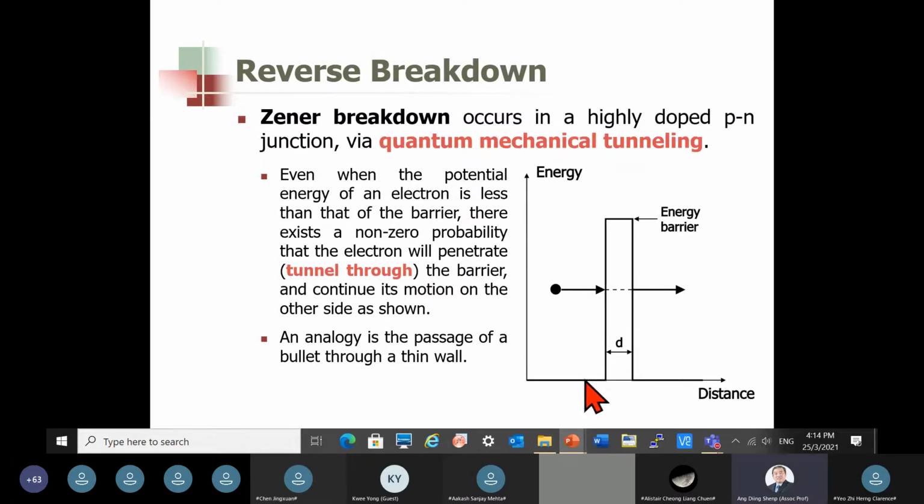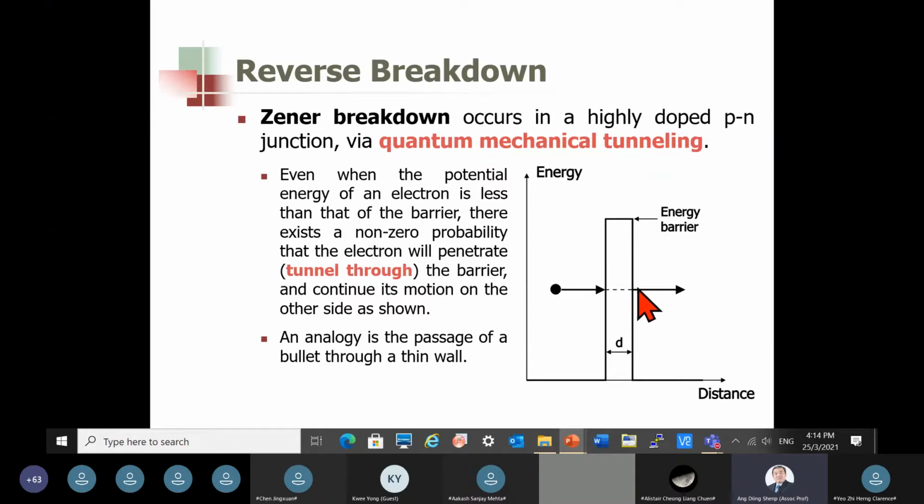Now, along the way, it encounters a potential barrier. Why do I call this a potential barrier? Because the potential energy here is actually higher than the energy of the electron. So this presents a barrier to the moving electron. Now, in terms of classical mechanics, there is no way for this electron to surmount this barrier. In order to surmount it, in classical mechanics, it needs to have an energy that is higher than the energy barrier itself, all right?